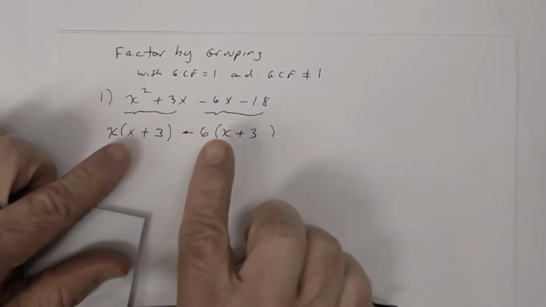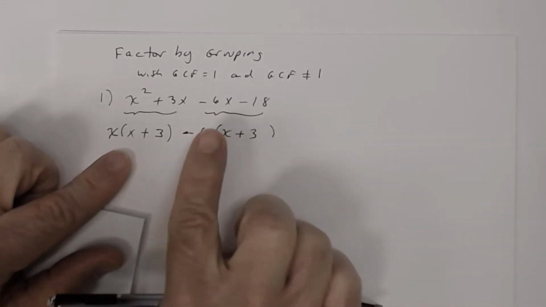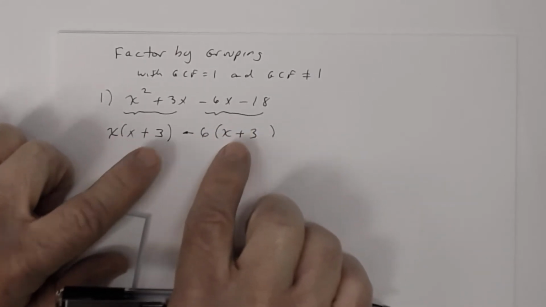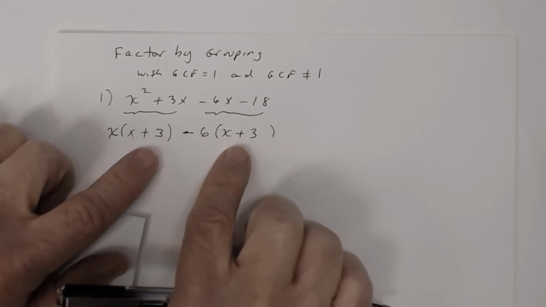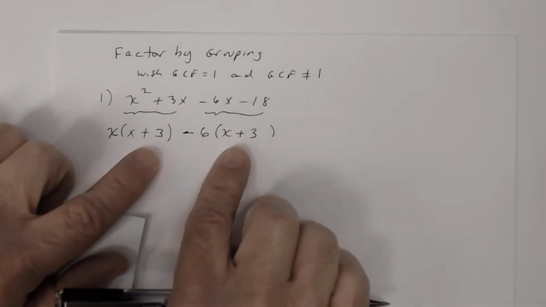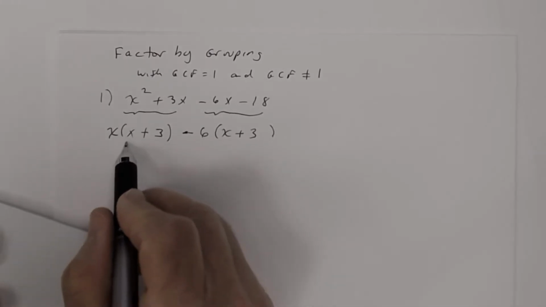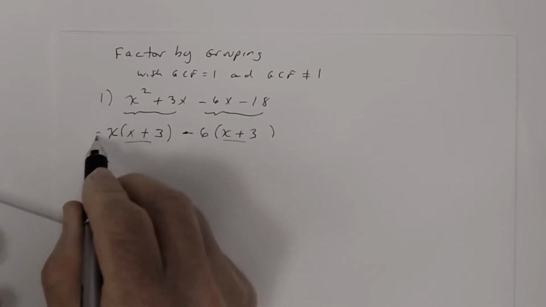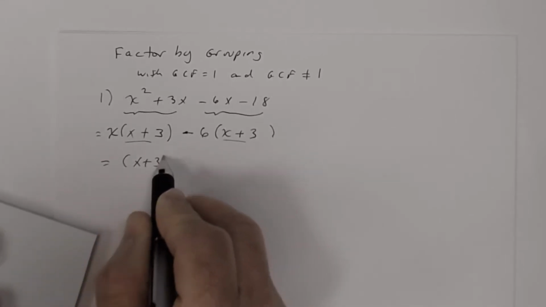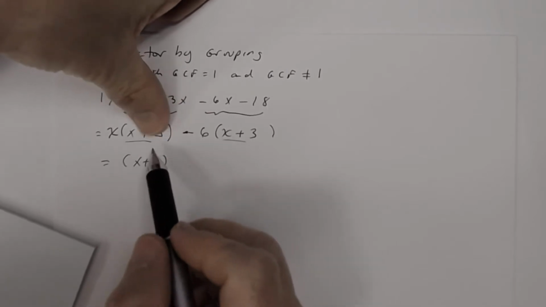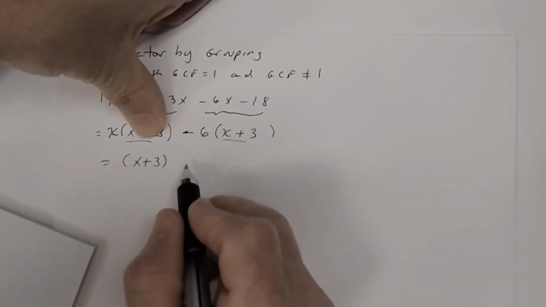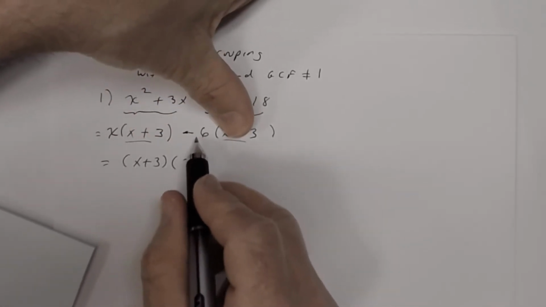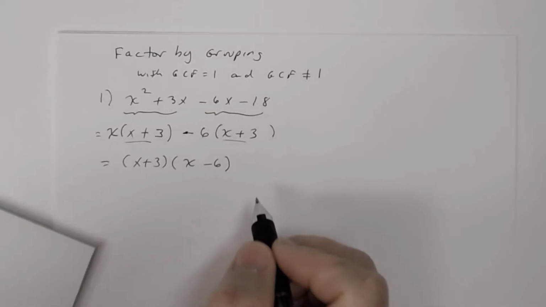If this is factored by grouping correctly, then these 2 parts should have the same common factor. Notice that they have an x plus 3 in common. So I can factor out an x plus 3. You have an x plus 3 here and an x plus 3 here. So I get x plus 3 times, in parentheses, x when you factor out the x plus 3 from the first part, and then minus 6 from the second part. And there's your answer.